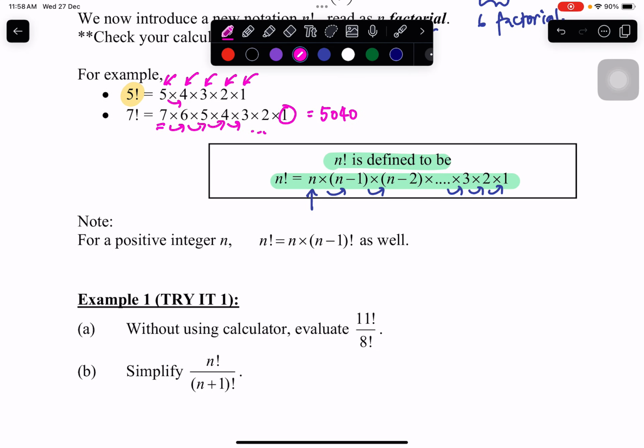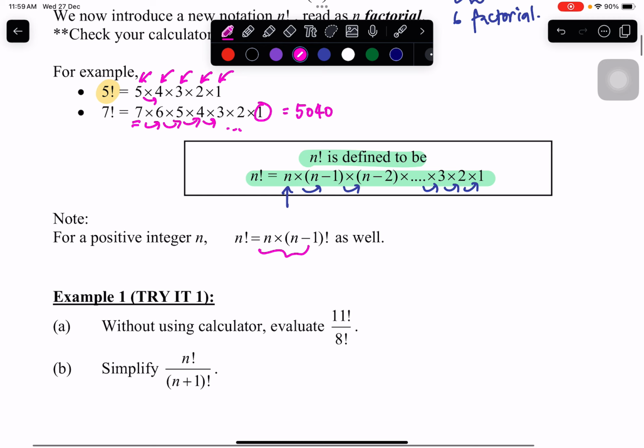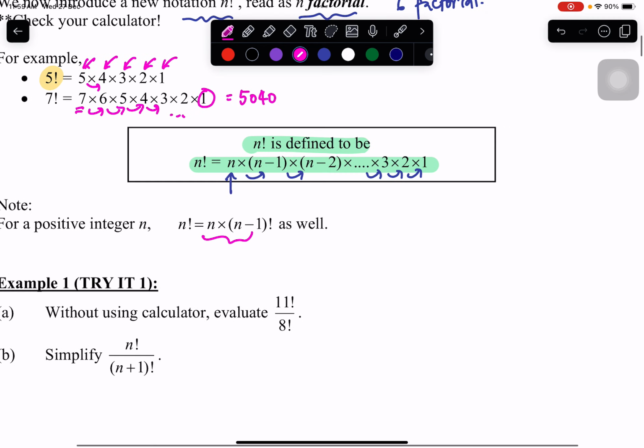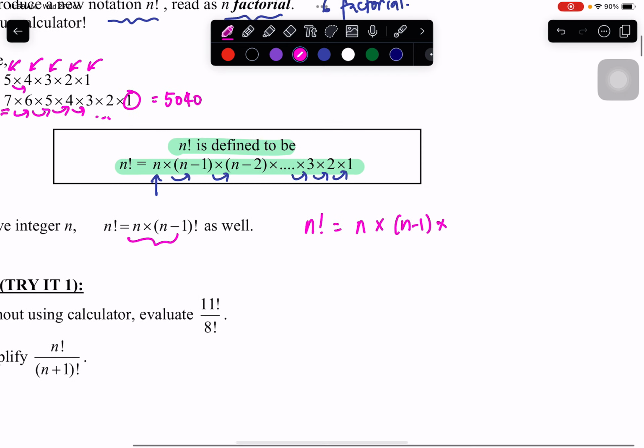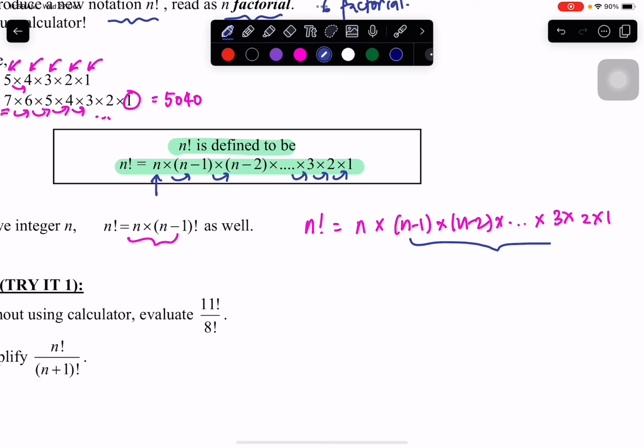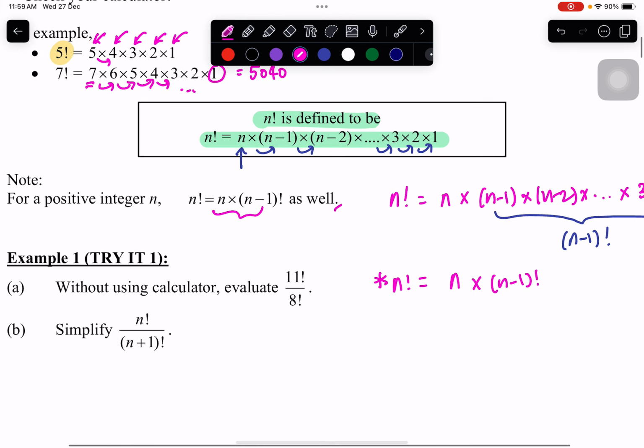There's another equation that we see over here. Why is n factorial equal to n multiplied by n minus 1 factorial? The reason is simple. Because n factorial can be written as n multiplied by n minus 1 multiplied by n minus 2 multiplied by all the way until 1. I hope you notice that these blue bracket terms give us n minus 1 factorial. Therefore, another way of writing n factorial is just n multiplied by n minus 1 factorial. This is what the notes are saying.